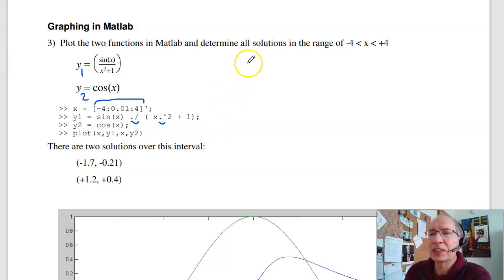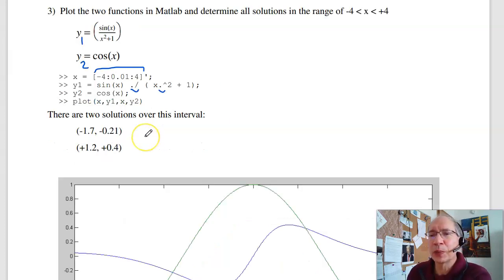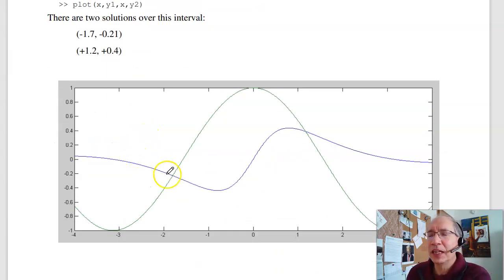x is just a column of numbers. I want to do each entry like it's a separate calculation. That's what the dot notation does. y2 is cosine of x. Plot x versus y1, x versus y2, and that's what you get. Where they intersect, those are your solutions.